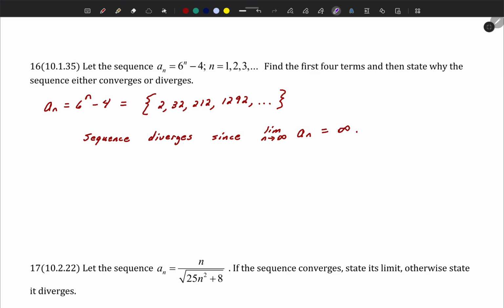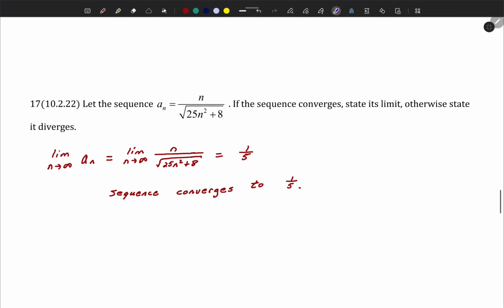As it continues on and on forever, we can easily see that this is not going to approach any one number. It's going to diverge off towards infinity. So I can say this sequence diverges because the limit as n approaches infinity of the general term a sub n is clearly infinity. It's going to get large super quick.